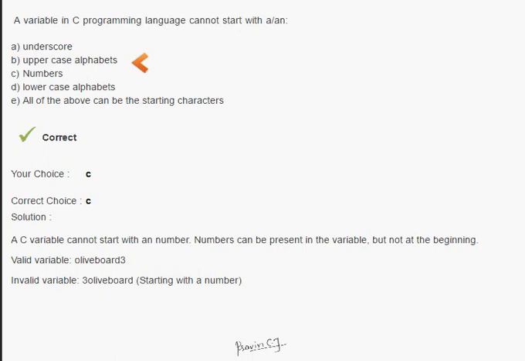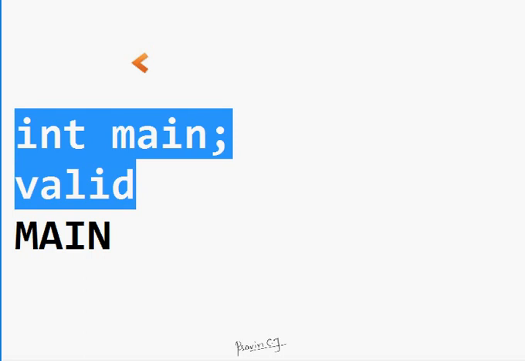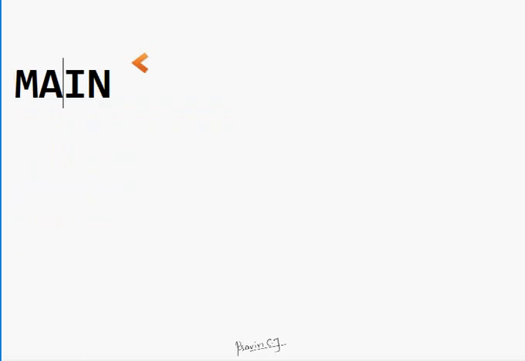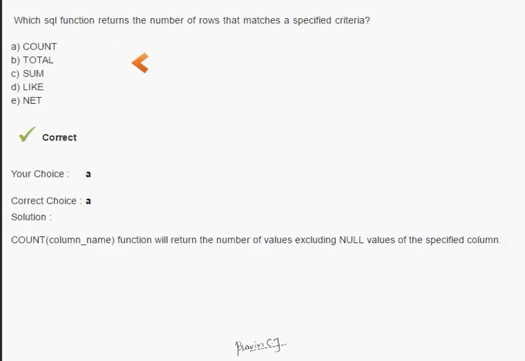A variable cannot start with a number. That is the only criterion. The others are very simple. Lowercase can be a possibility. All of the above can start with characters.